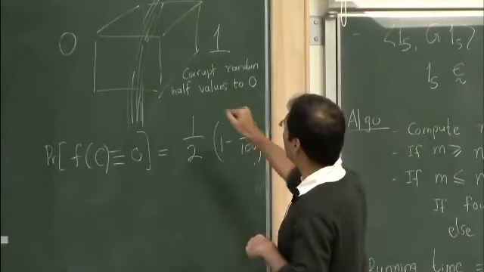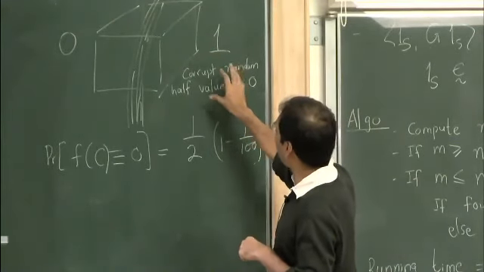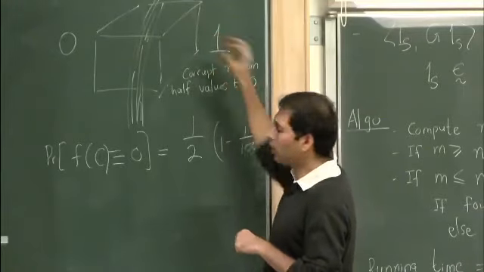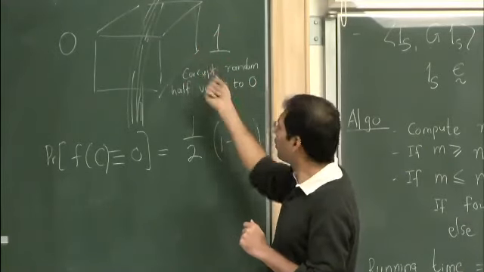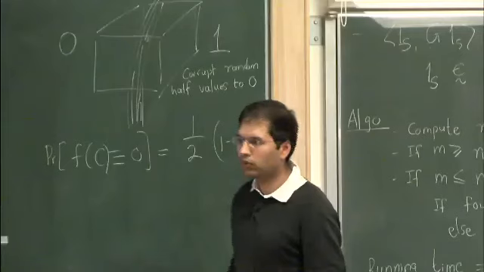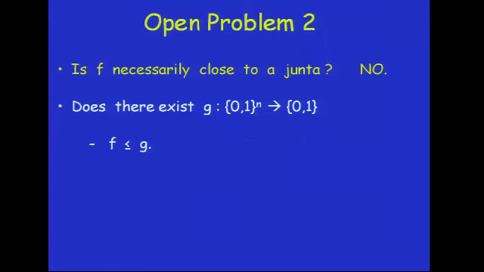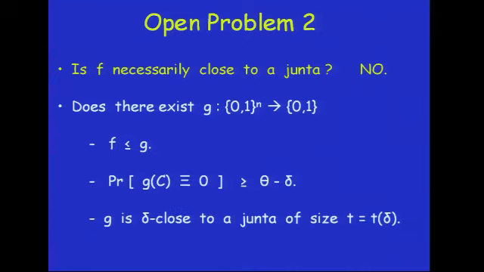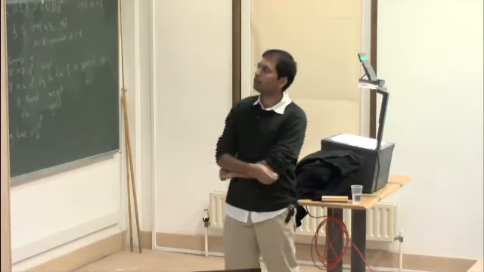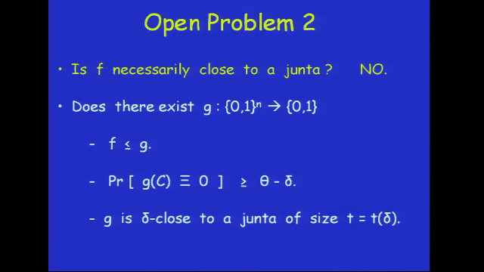However, let's say I had the flexibility to flip the corrupted zeros back to 1, then I could turn it into a junta. In fact, here I could turn it into a dictatorship. So that's the next open problem. Can you always do this? Does there exist a G which is monotonically above F, meaning you can flip zeros to ones if you like, and G preserves the property that it's again 0 on essentially the same fraction of random subcubes, maybe a little bit less, and it's very close to a junta of size t, where t could depend on delta?